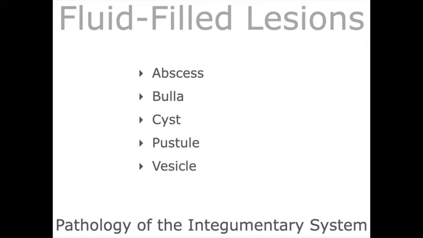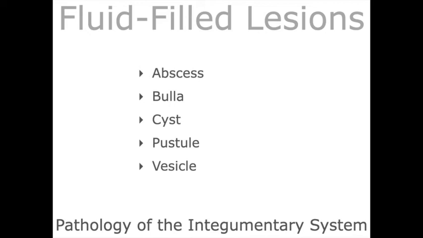An abscess is a localized collection of purulent exudate within a circumscribed area. Purulent means producing or containing pus. Circumscribed means containing within a limited area. A bulla is a large circumscribed elevation of skin containing fluid that is more than half a centimeter in diameter. A large blister is a bulla.